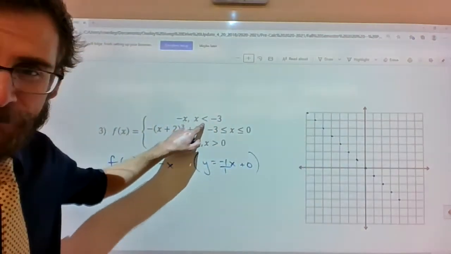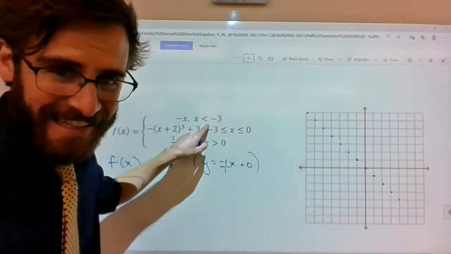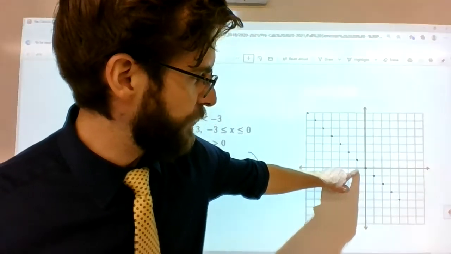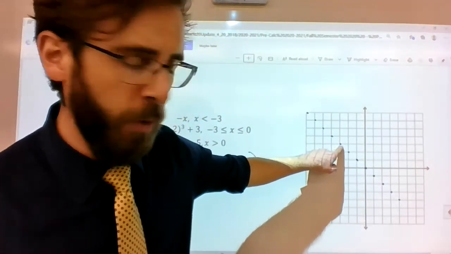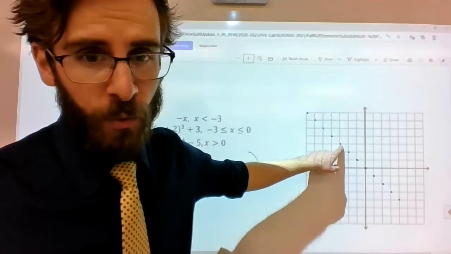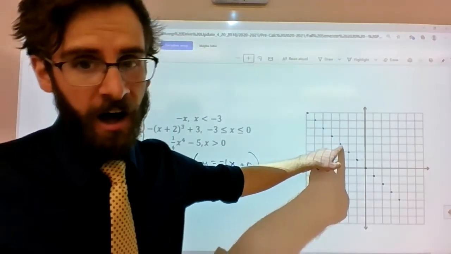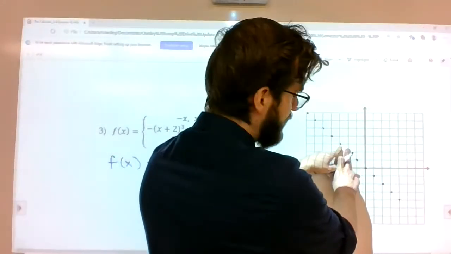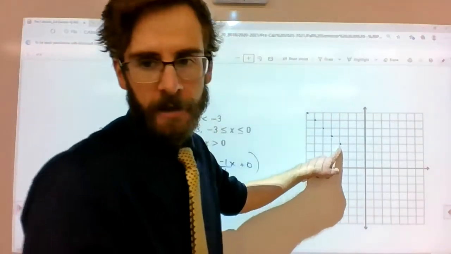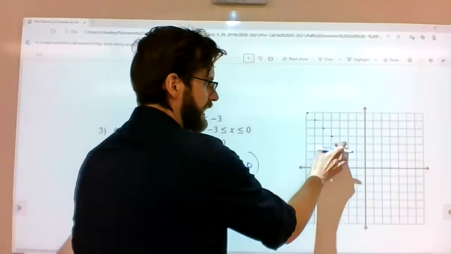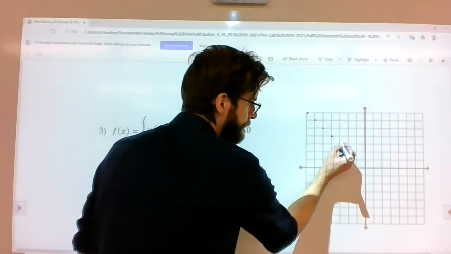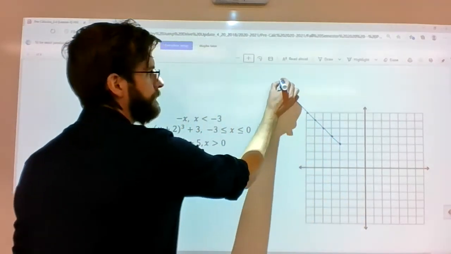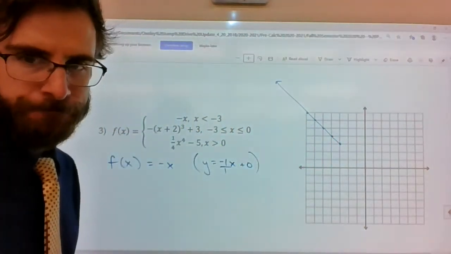Now, since it's everything less than x equals negative 3, what you've got to do is go over to x equals negative 1, 2, 3, find your point, and then say only the ones left of or less than negative 3 count. So these guys, they don't count. And it's an open circle here. And it goes forever in that direction.